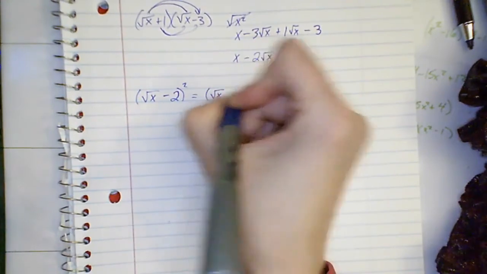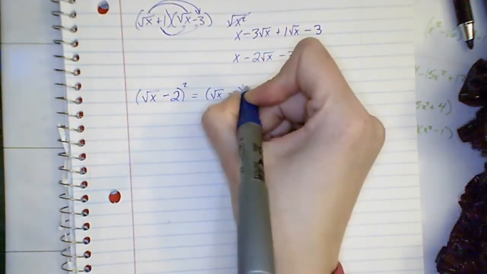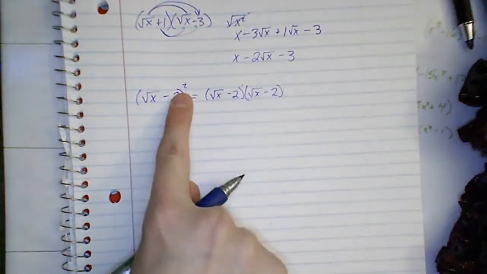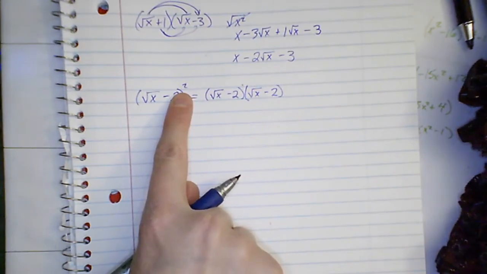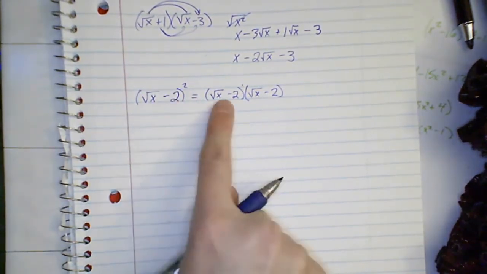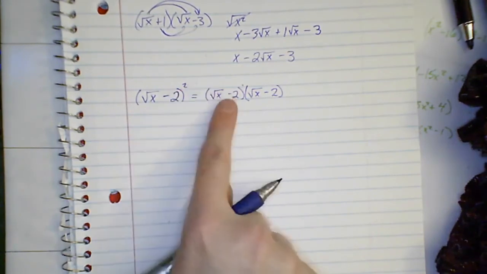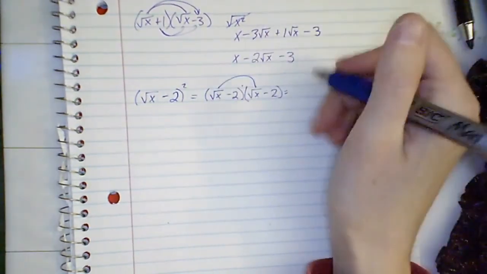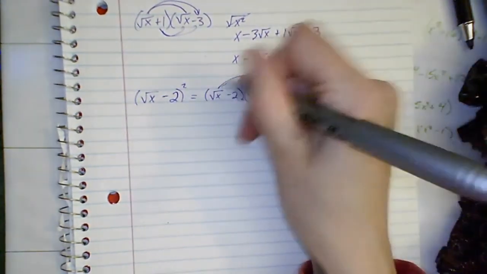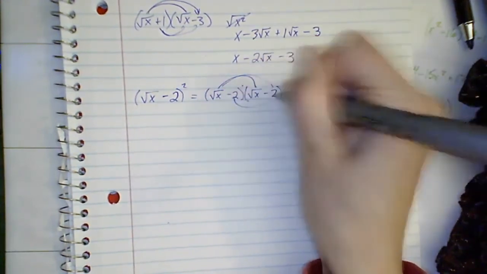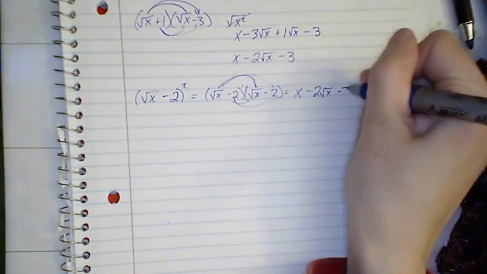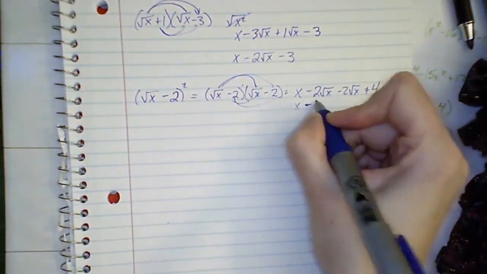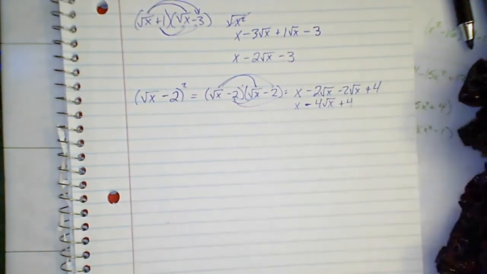So remember, when you have a subtraction or addition and you're trying to square it, cube it, fourth it, doesn't matter, what you do is you copy this and paste it however many times it says. So I had to copy it and paste it twice. And then square root x times square root x, that just gives us an x, minus 2 square root x, minus 2 square root x plus 4. Add like terms, and we are finished.